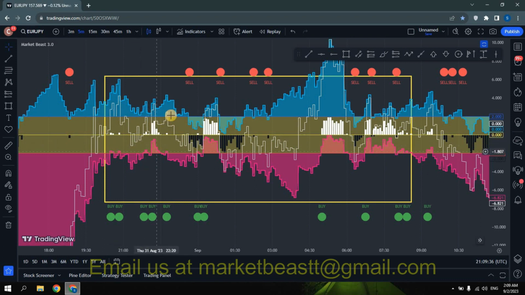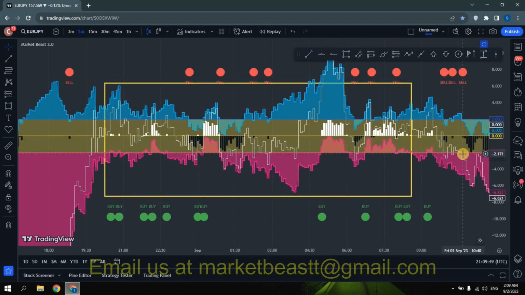Then the things go on consolidation. Then we again got so many buy signals here. Then suddenly we got the sell signals, which means the bulls and the bears are confused. Both are buying and selling very low. The market can be manipulated here.